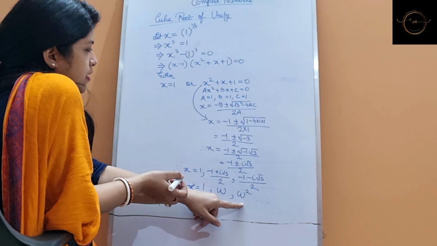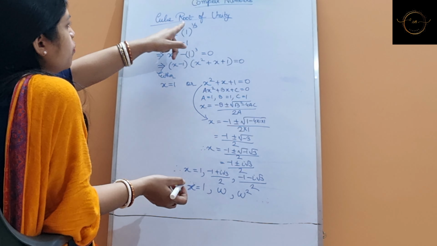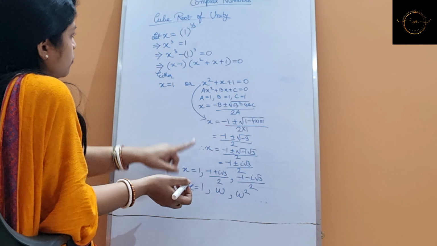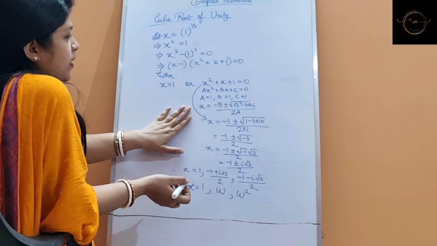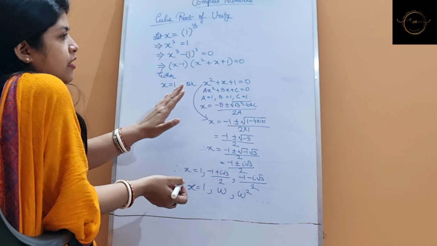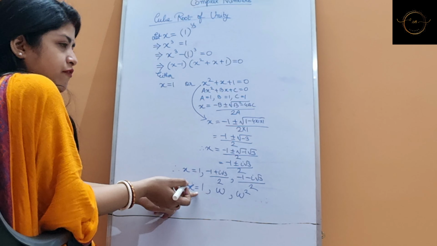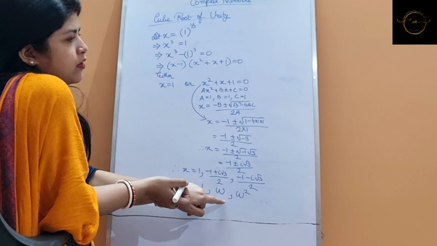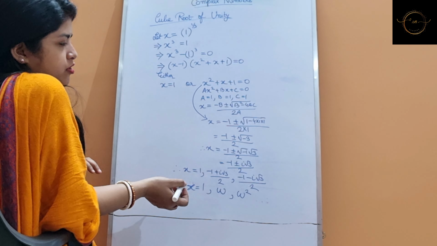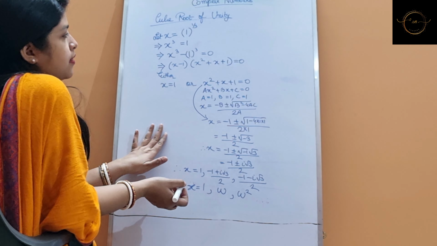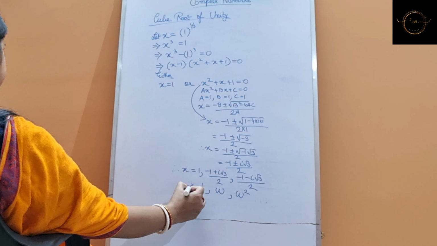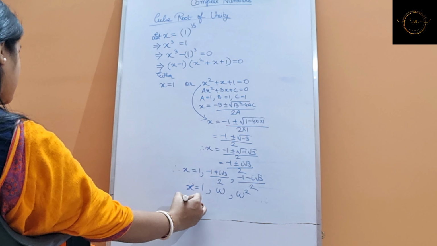Because we are getting 3 values, that's why it's called cube root of unity. When we are finding the cube root of any value, as it's a case of complex number, we will not get entirely real values. One value we have got in real form. The other 2 values are in complex form, as this is a part of the complex number system and not purely the real number system.